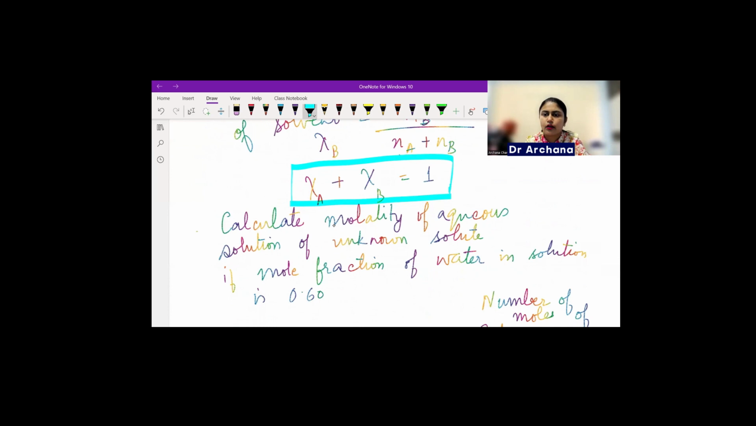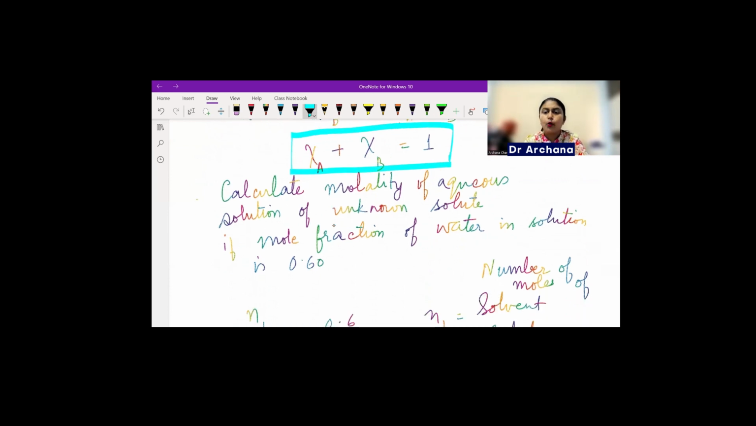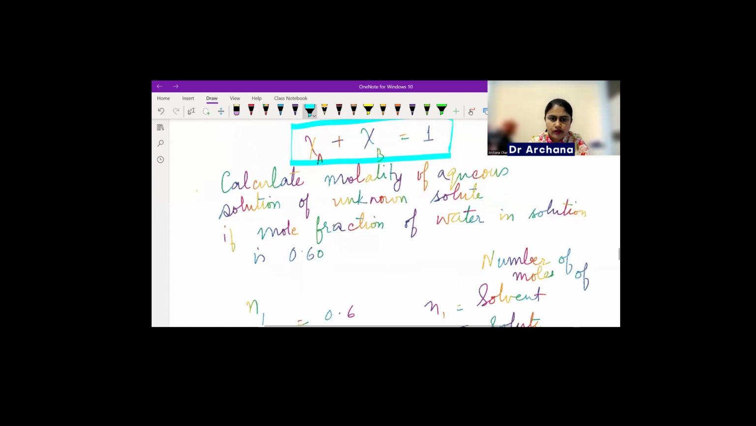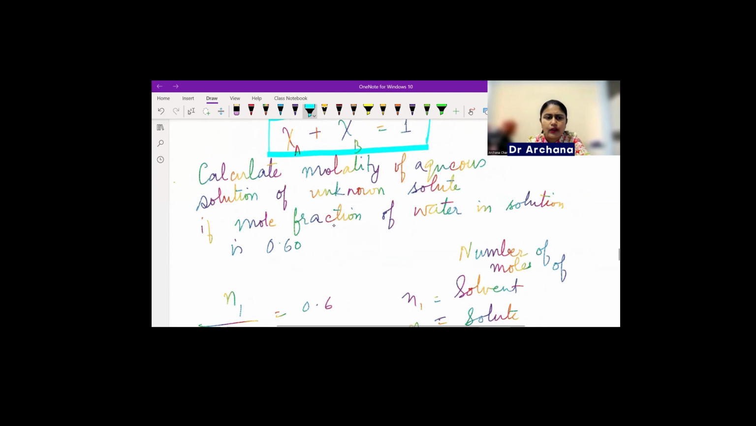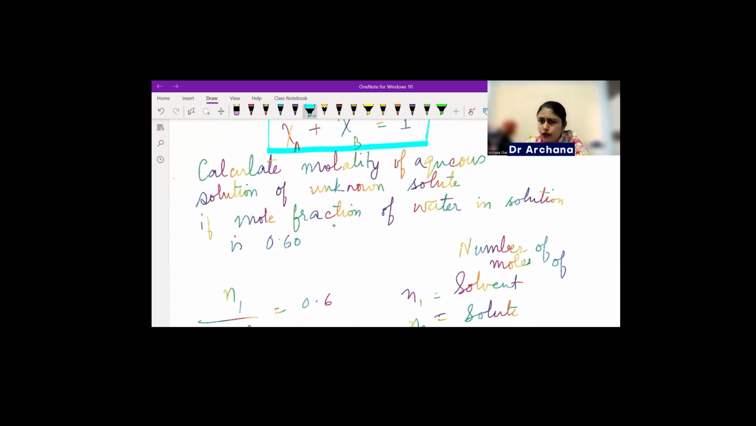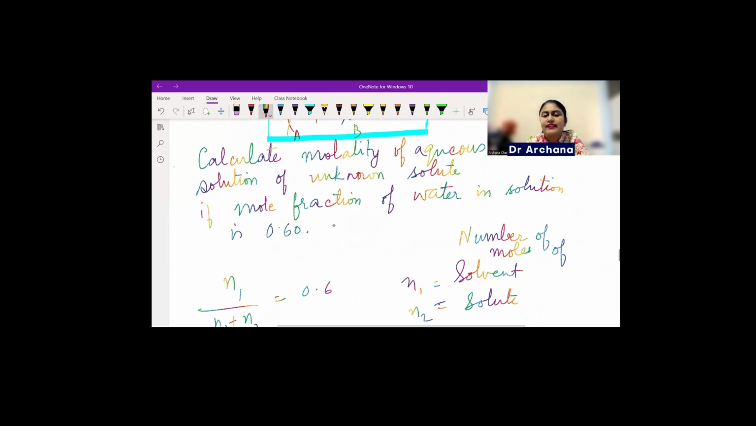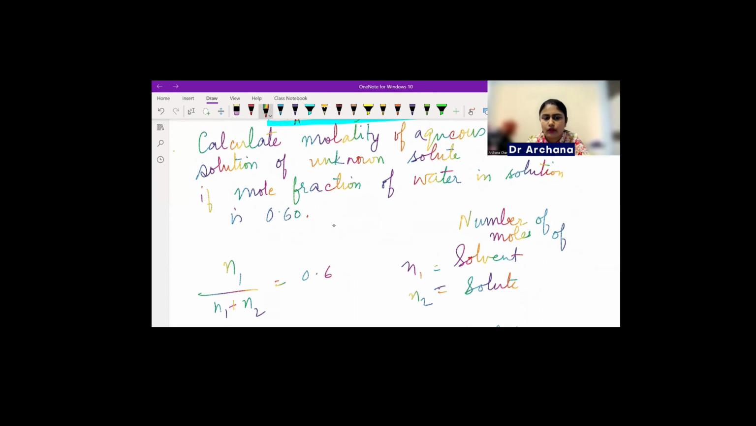So let us consider a numerical pertaining to this concept. We will correlate over here the mole fraction and molality of the solution. We have to calculate the molality of an aqueous solution of any unknown solute if the mole fraction of water in that particular solution is given as 0.60. This is the data which has been given. So let us see what data has been given and how we go about it.